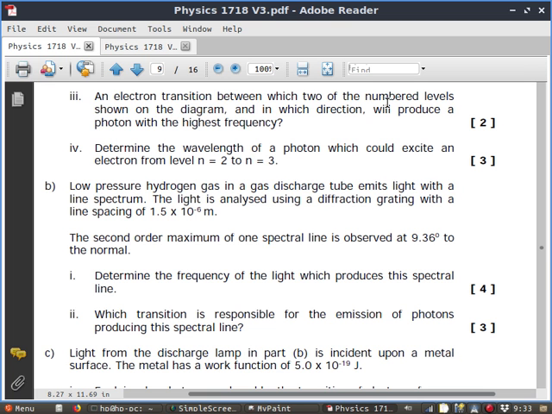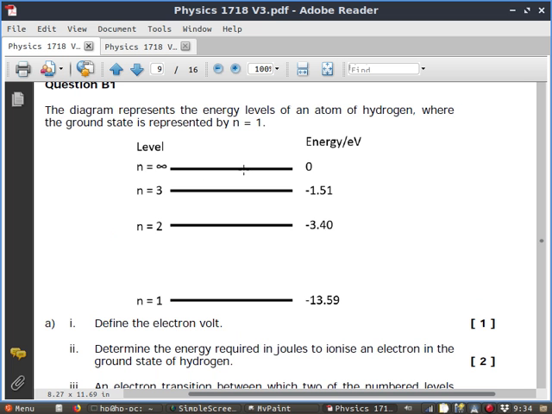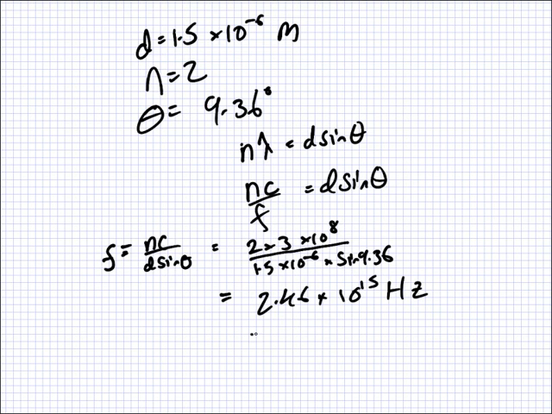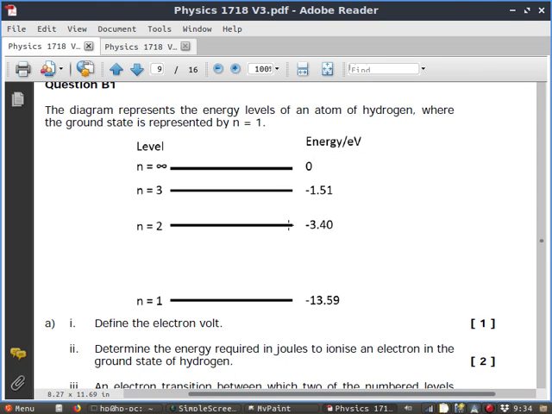Which transition is responsible for the emission of photons producing this spectral line? Now that's interesting. So what's happening here, Ben, is the electrons are moving between levels, and this is making the light. And they want to know, for this frequency, which transition was it? Which movement was it?